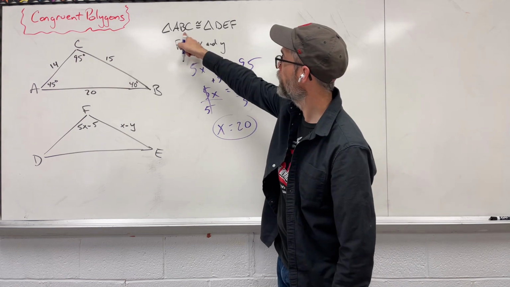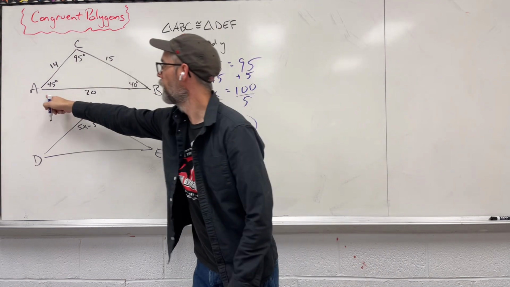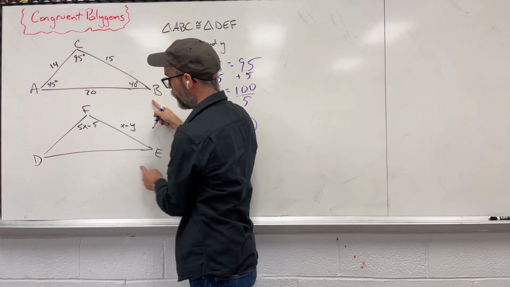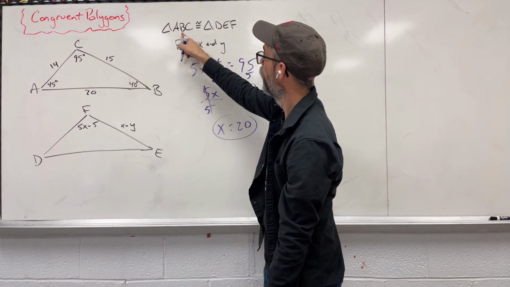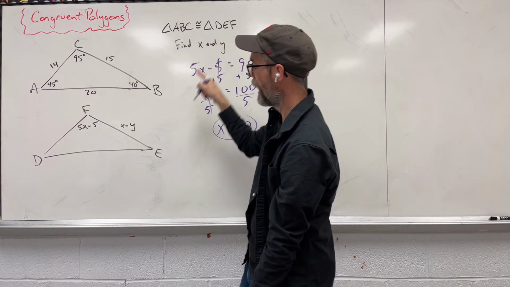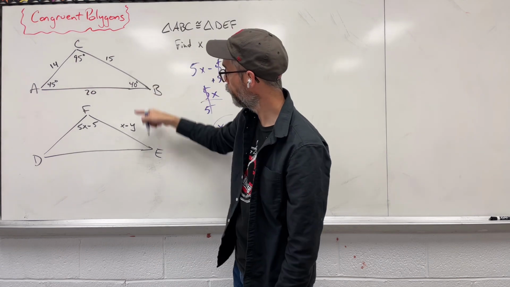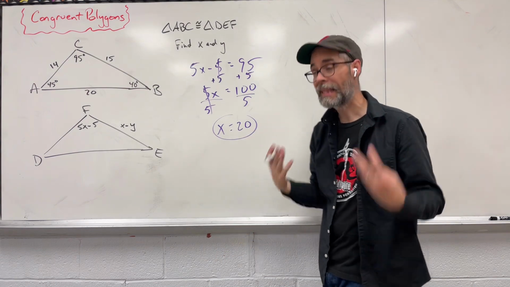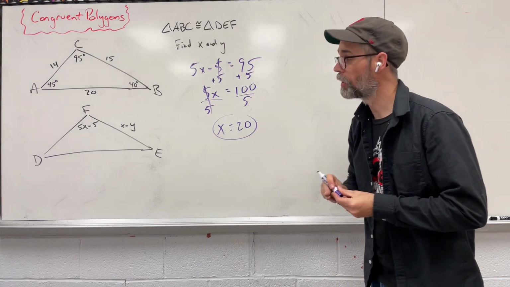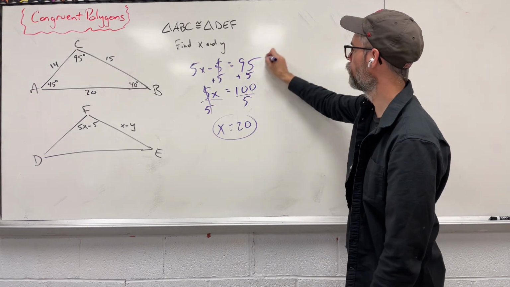Now, I want to find how my sides match up. So I can say AB matches with DE, both those are 20. BC matches with EF. BC and EF are the same, so both of these are 15. Let's create an equation there, but I'm going to run into a little bit of a problem.